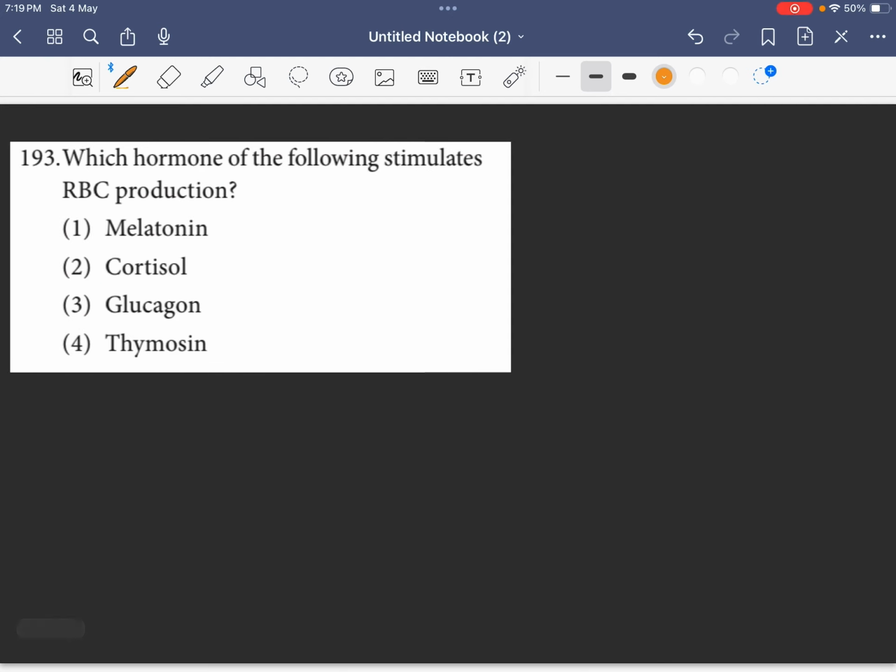Which hormone of the following stimulates RBC production? It is of course by the cortisol action. So your answer is 2.